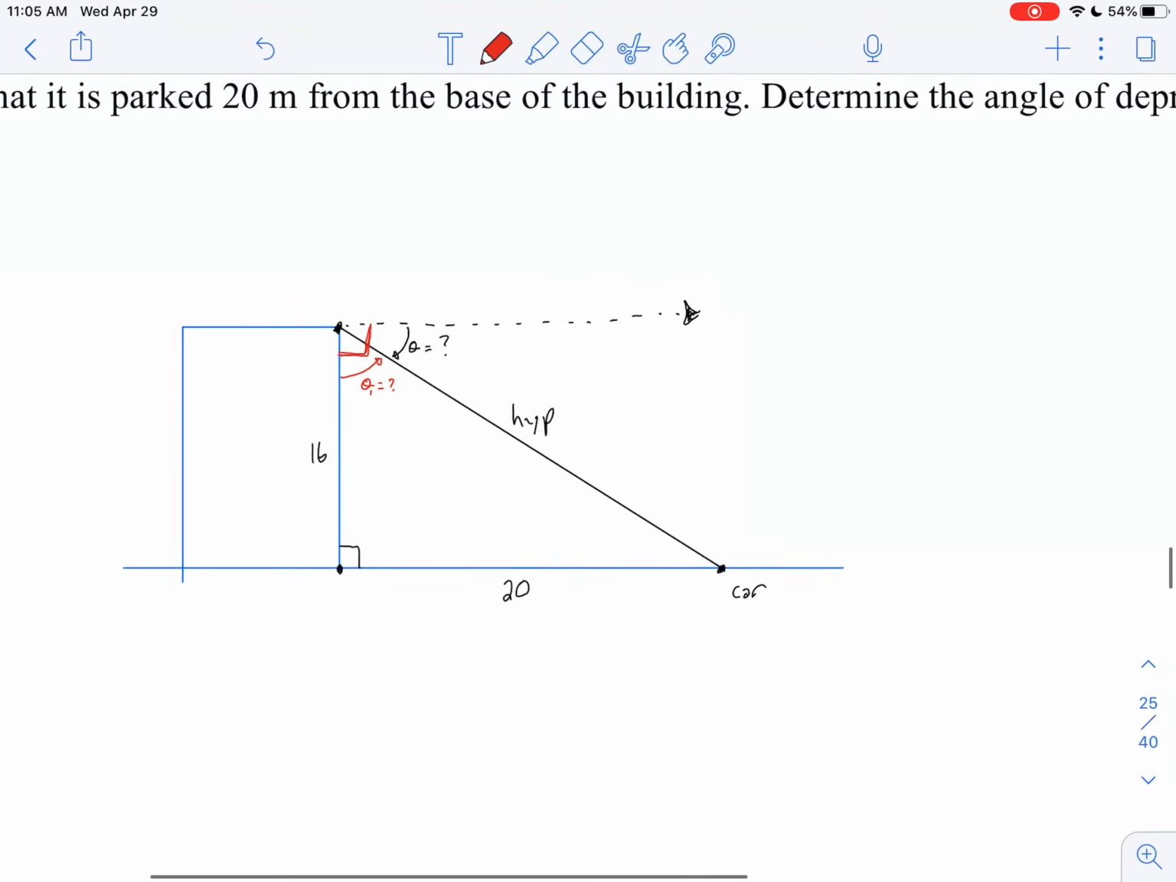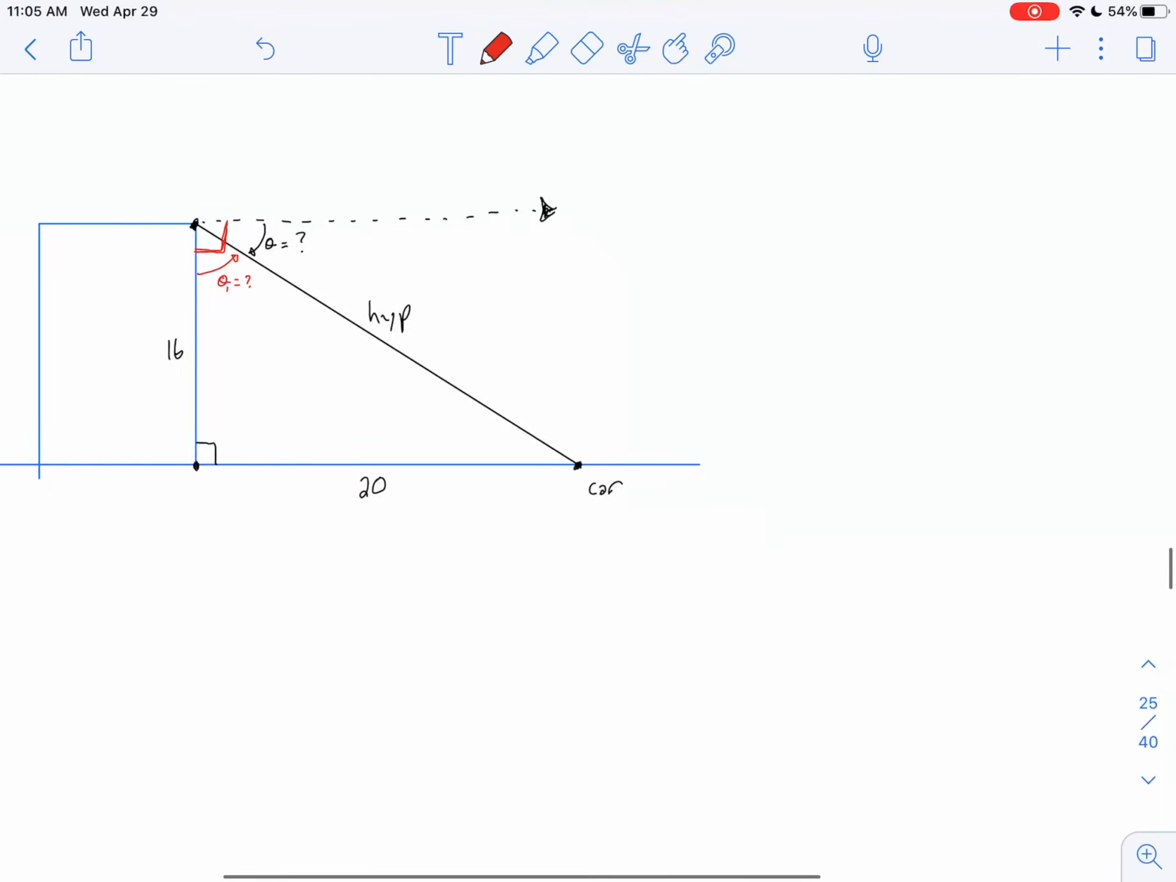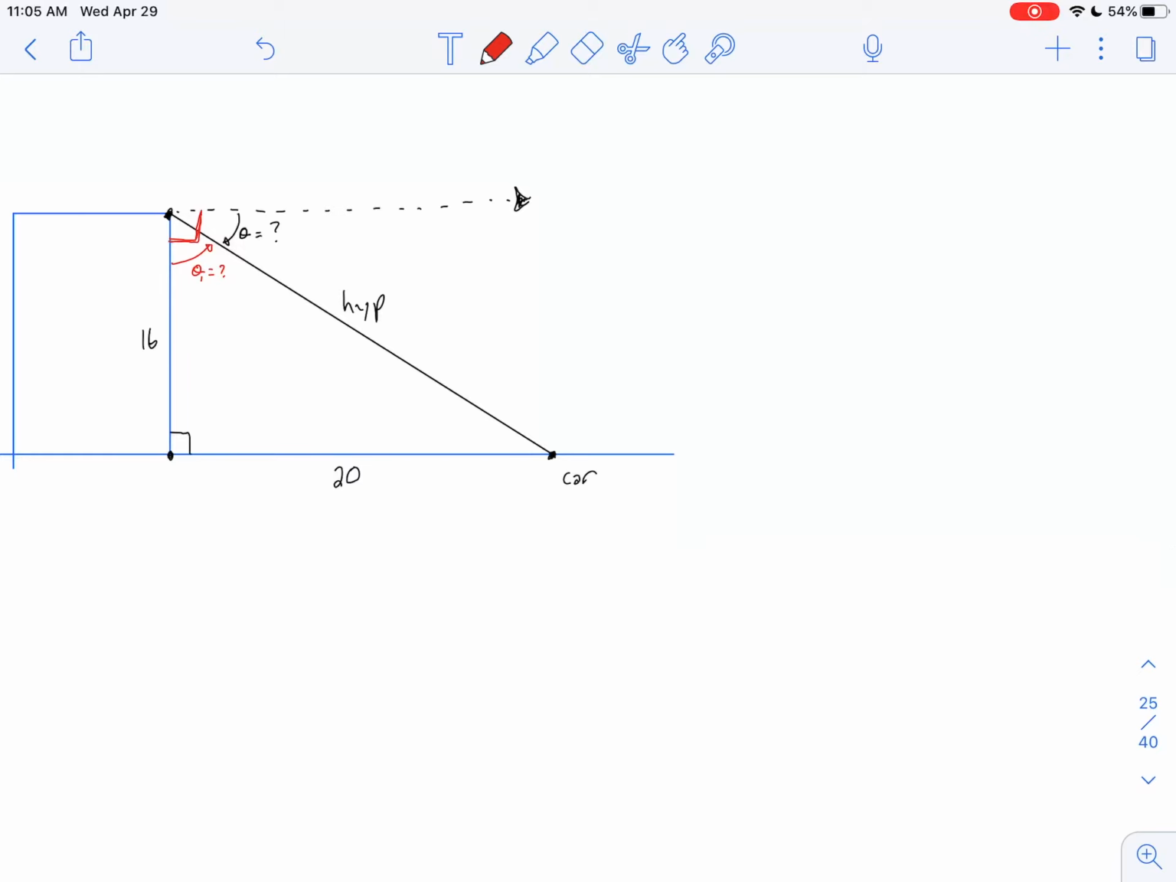So there's the diagram I have drawn. If I want to simplify that diagram, I can do a simplified diagram off to the side. I know it's really just a right-angled triangle. So if I draw a right-angled triangle, something like this, where I've got 16, 20, and an unknown hypotenuse, and this is my angle here.